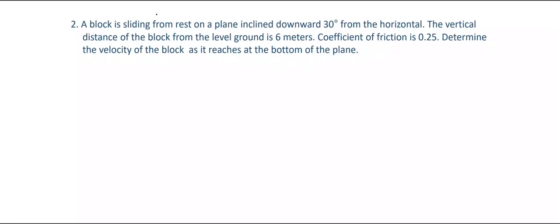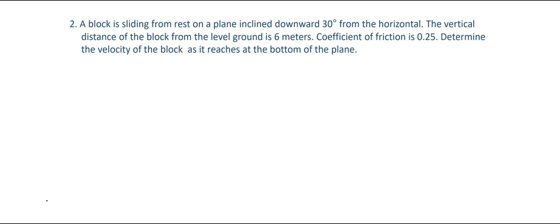We are given a block that is sliding from rest on a plane inclined downward 30 degrees from the horizontal. The vertical distance of the block from the level ground is 6 meters. Given a coefficient of friction of 0.25, we are tasked to determine the velocity of the block as it reaches the bottom of the plane.